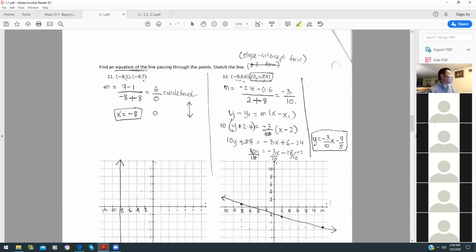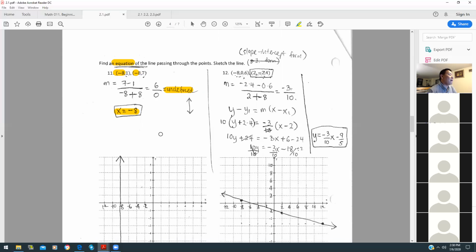Next, since this slope, the question wants to find the equations of line, and this slope is undefined. Again, for undefined, you do not do all the work. You put x equals -8. Why is it -8? Because all your x values here are -8.